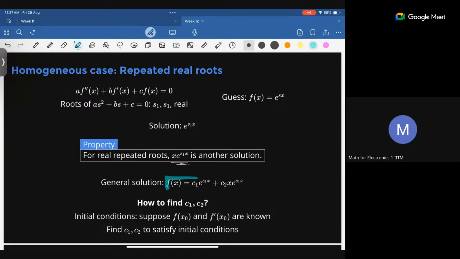So the general solution will be f of x equals C1 times e power S1x. This will be common, plus C2 into x into e power S1x. That's it. Instead of e power S2x, we have x into e power S1x. And again, how to find C1 and C2? We will be given some initial conditions. Use them, get C1 and C2.